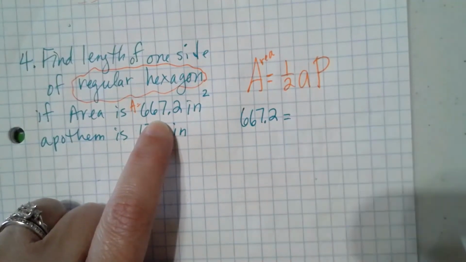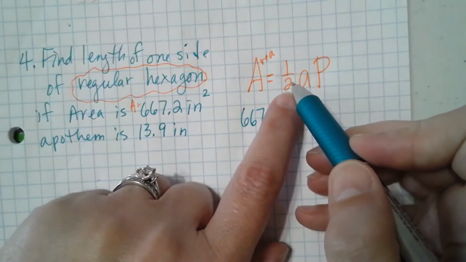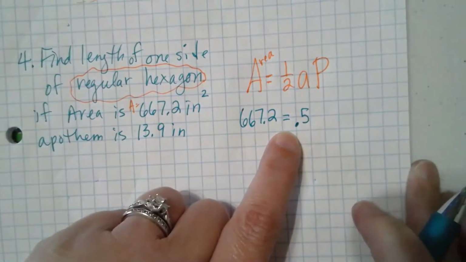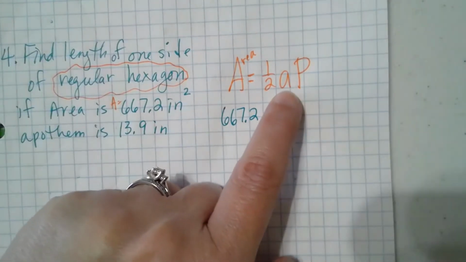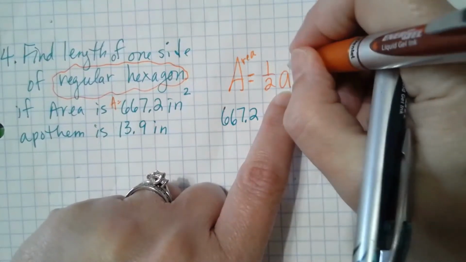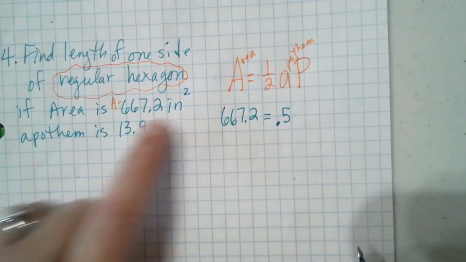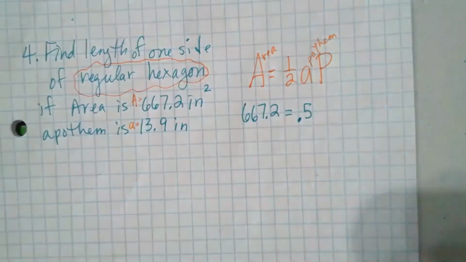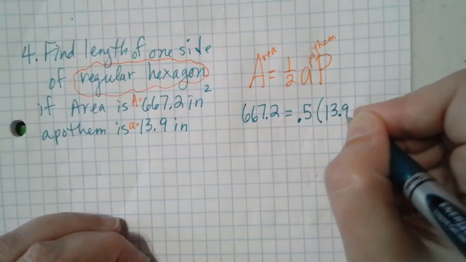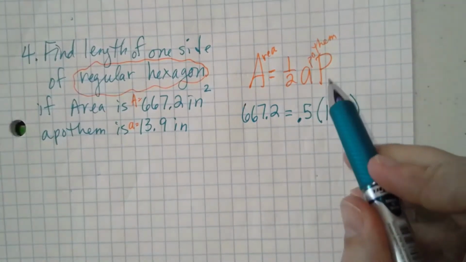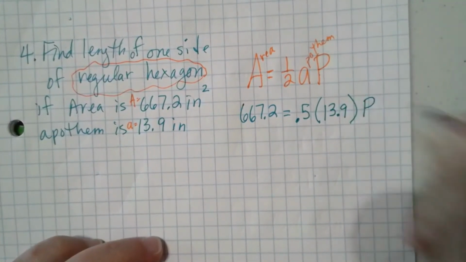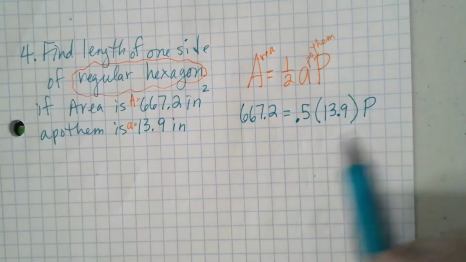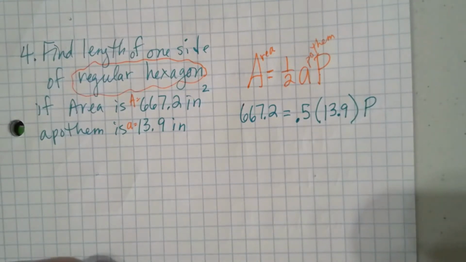Equals, what are we going to put for the 1/2? Does that change? We can change it to 0.5 or you can leave it as 1/2. What's this little a stand for? Little a stands for the apothem. Do we see that over here somewhere? Apothem is 13.9. So this is little a, 13.9. Capital P is our only unknown, so that's going to stay there because it doesn't tell us anything over here. Okay, so we're going to solve this for the perimeter.